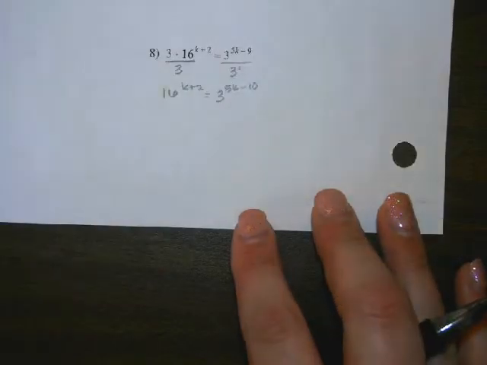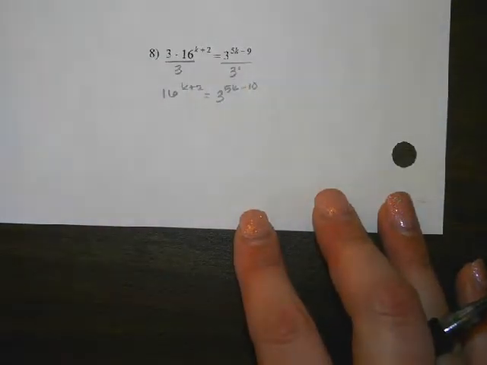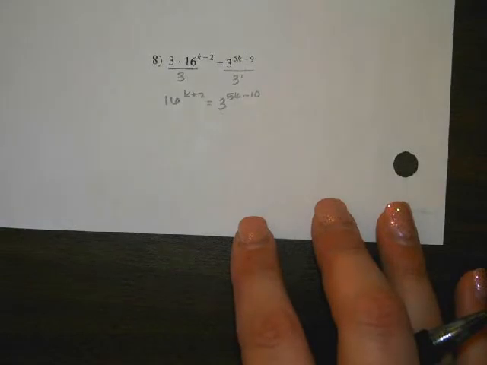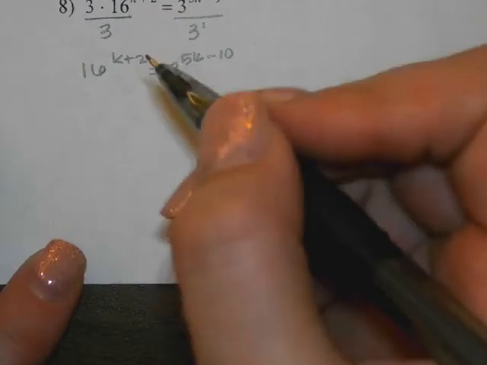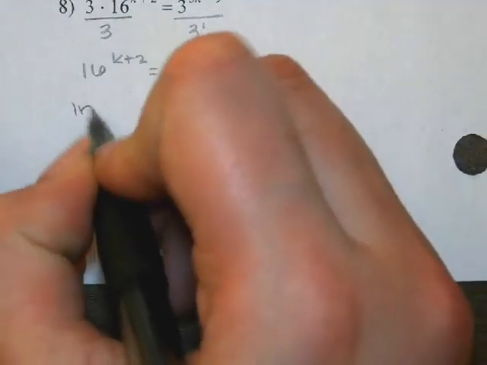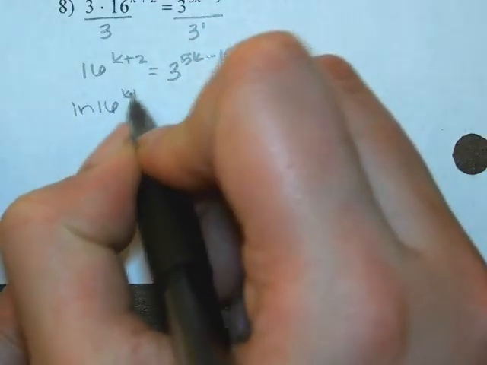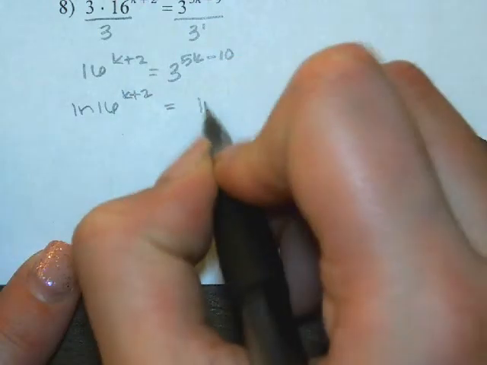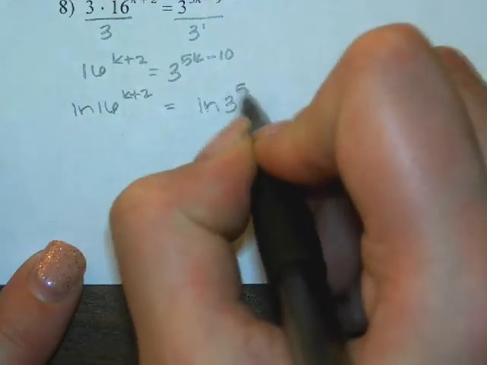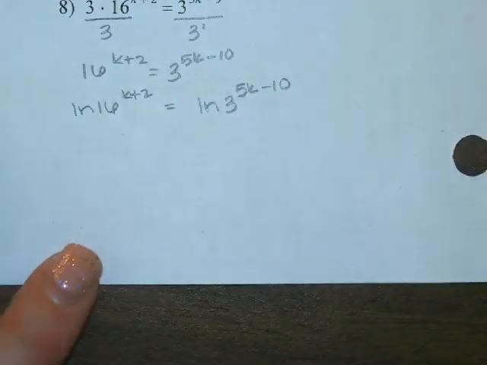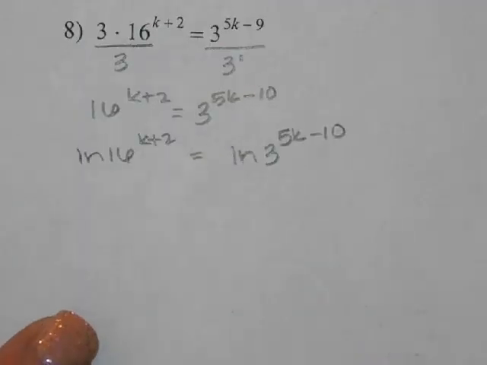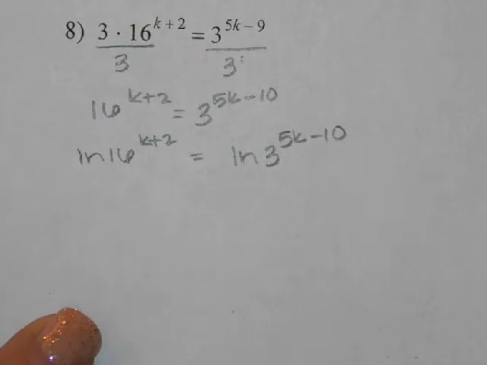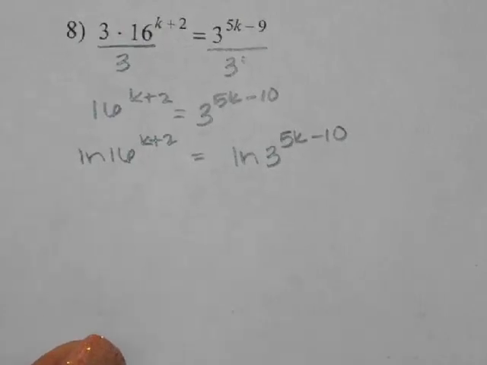So, since we did log last time, I'm going to go ahead and force you guys to do ln this time. So we're going to ln each side. So I'm going to have ln of 16 to the k plus 2 equals ln of 3 to the 5k minus 10. So we logged each side, because ln is still a specific type of log.